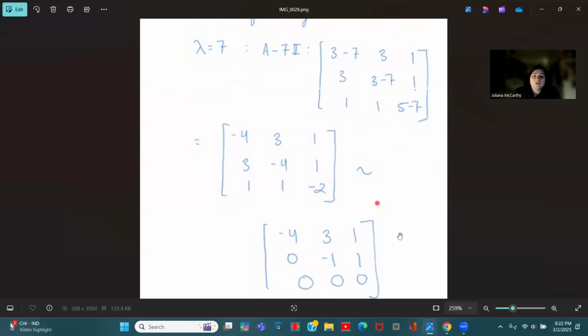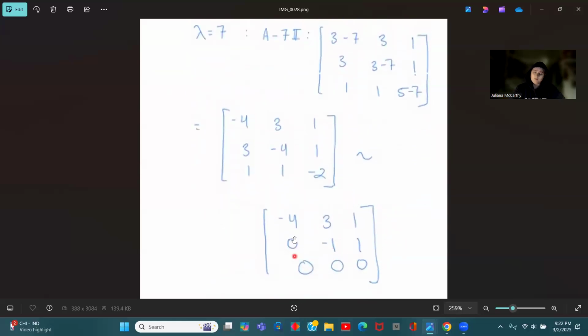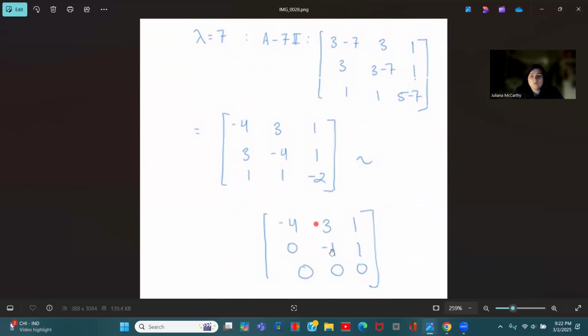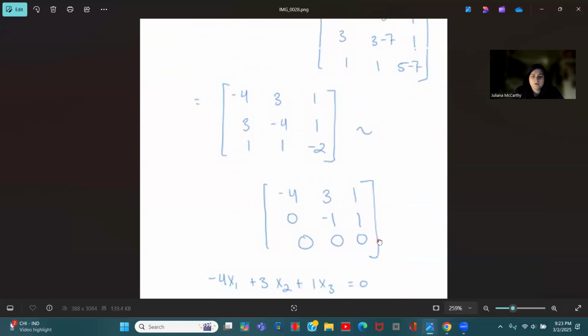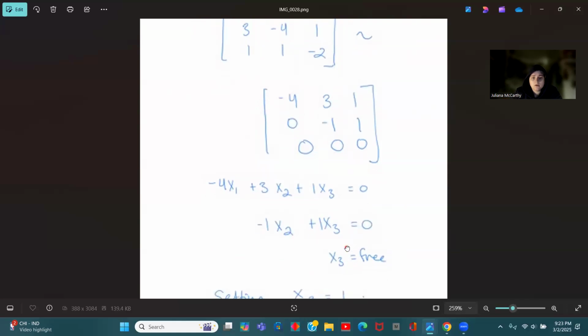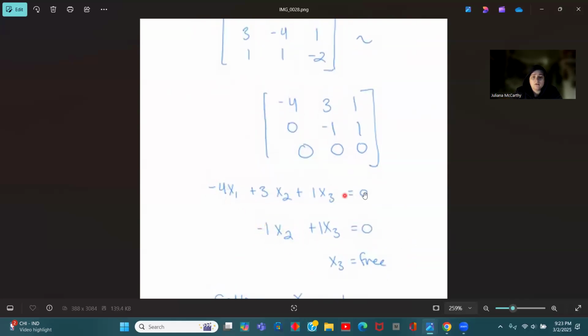And then using row operations, we know how to do those, so I'm not going to show each step. Using our row operations, we come to this. And now we just solve for x1, x2, and x3. I like to write out what each of the equations are. Since we see that these are all zeros, we have x3 as free. We can write x2 in terms of x3, and then we can also write x1 in terms of x2 and x3. So writing x2 in terms of x3, we have this, and then we get this.